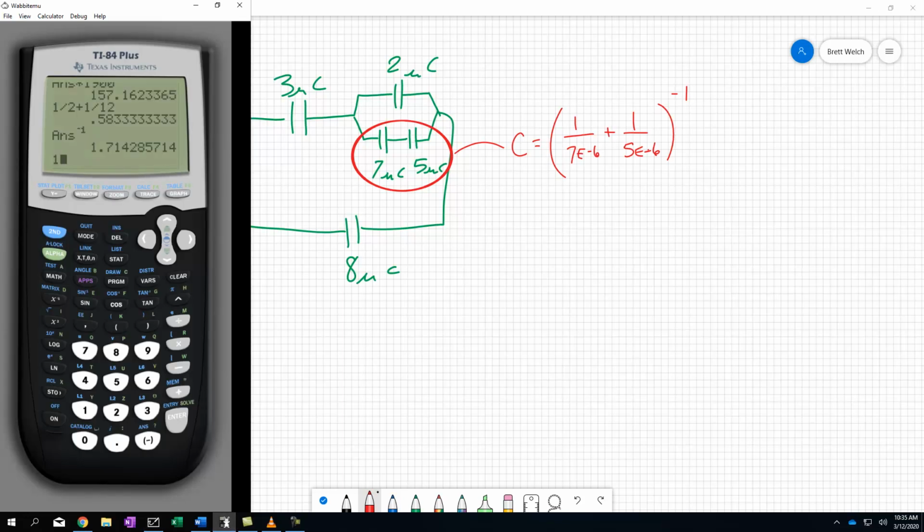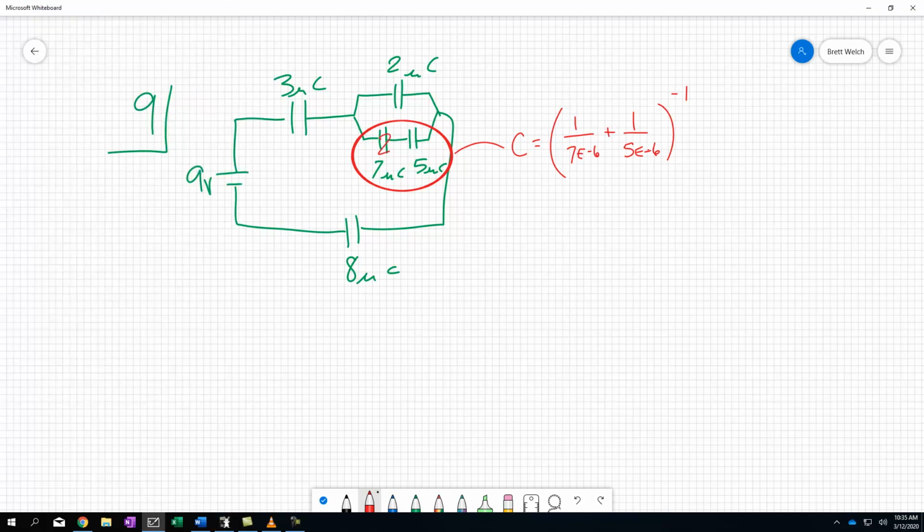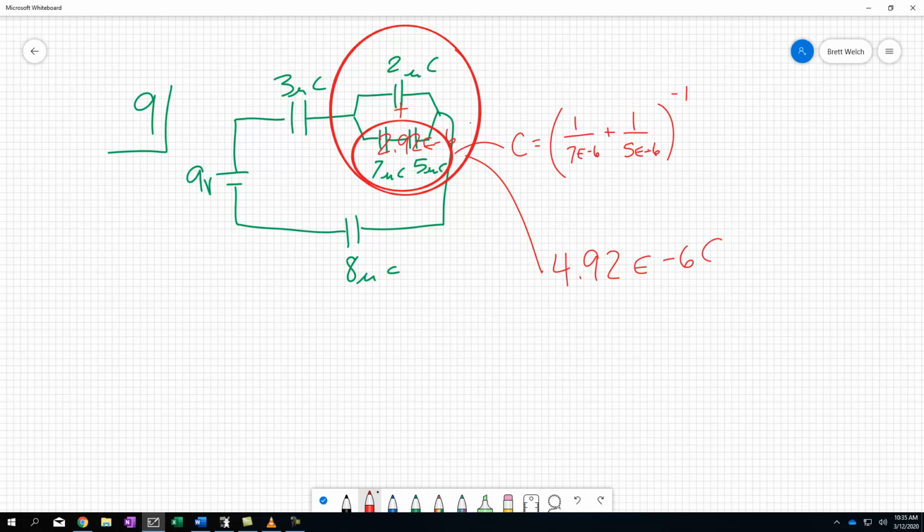1 divided by 7e negative 6 plus 1 divided by 5e negative 6 to the negative 1. Give me 2.92. So 2.92e negative 6. Okay. Now I want to add that to my 2. Those are in parallel. When we add in parallel with capacitors, we just add. So this bigger loop is now going to be 4.92e negative 6 farads.